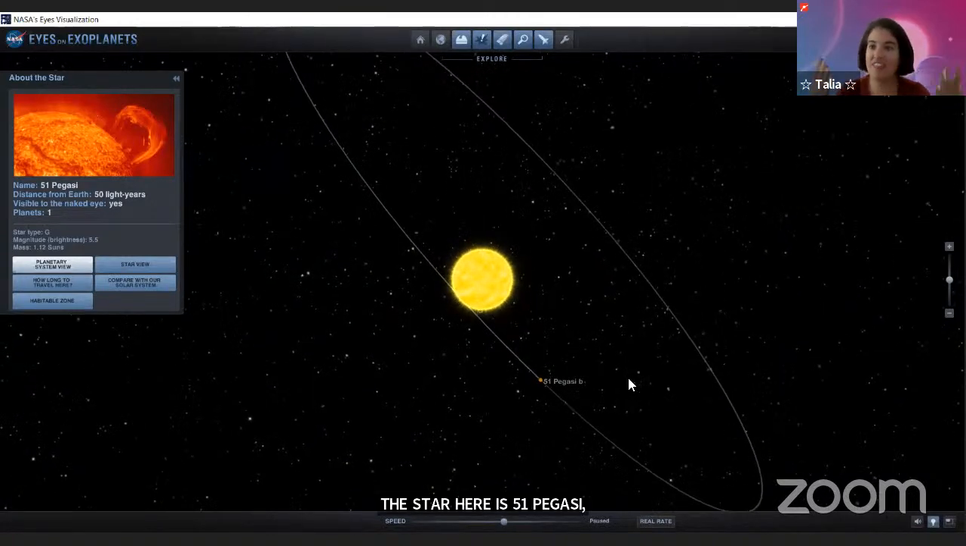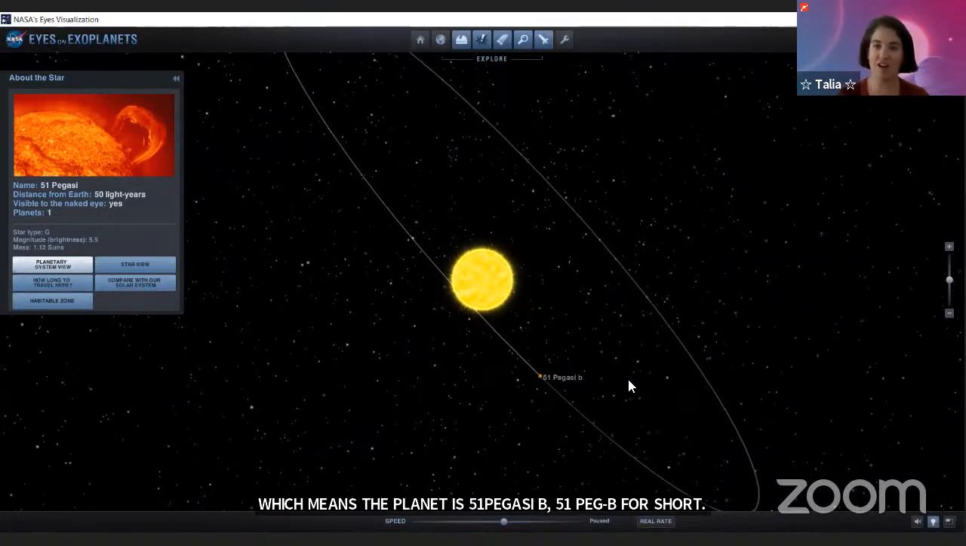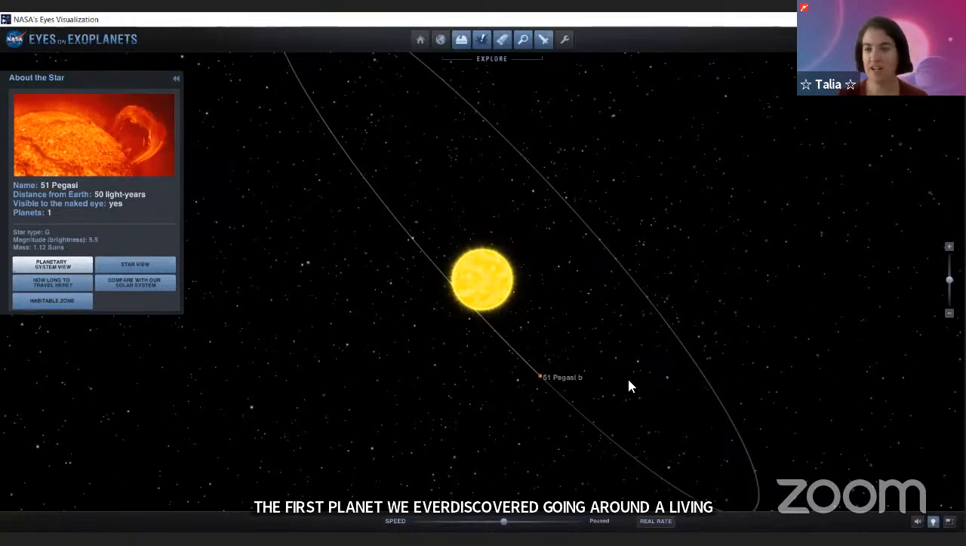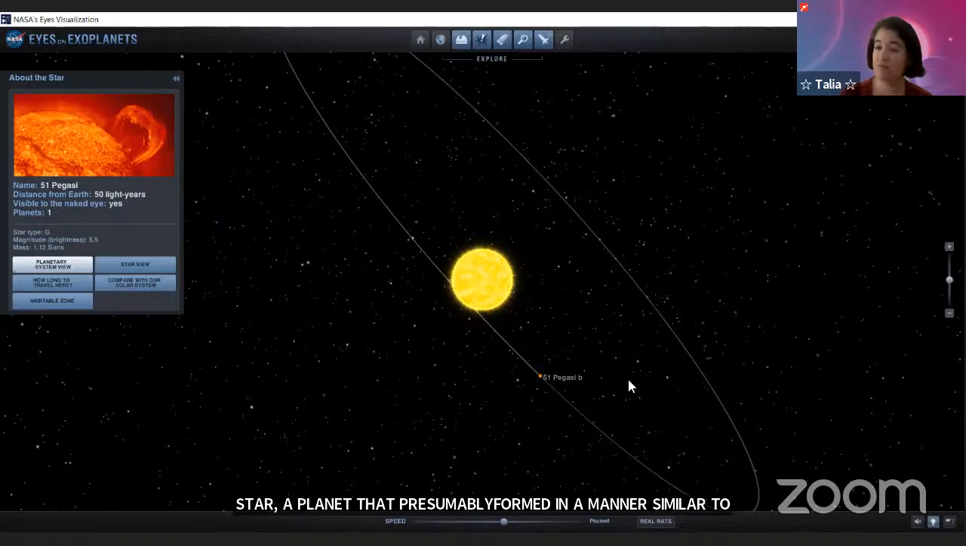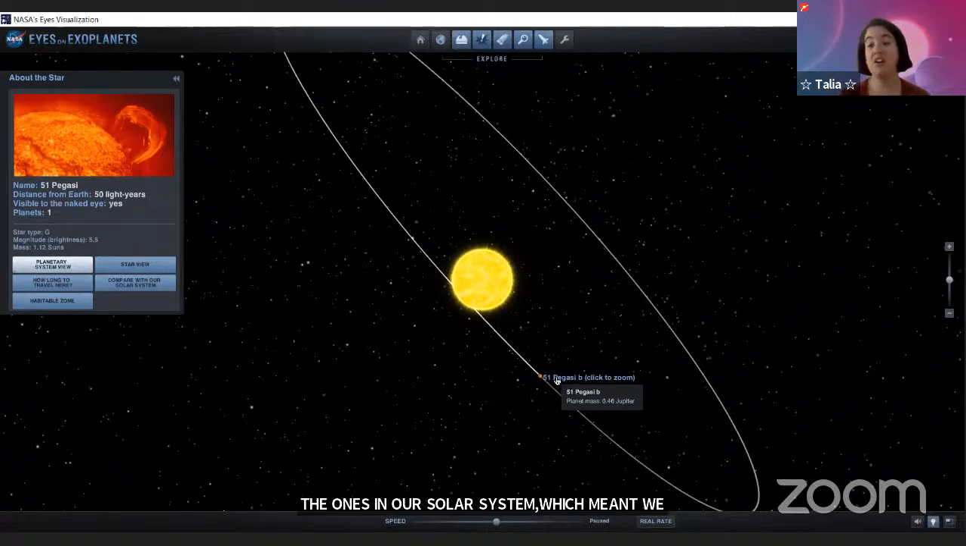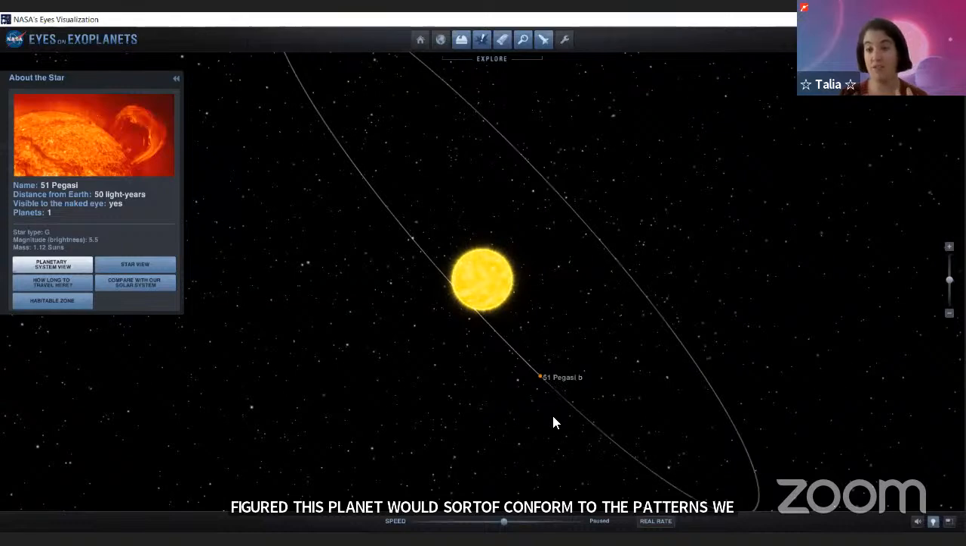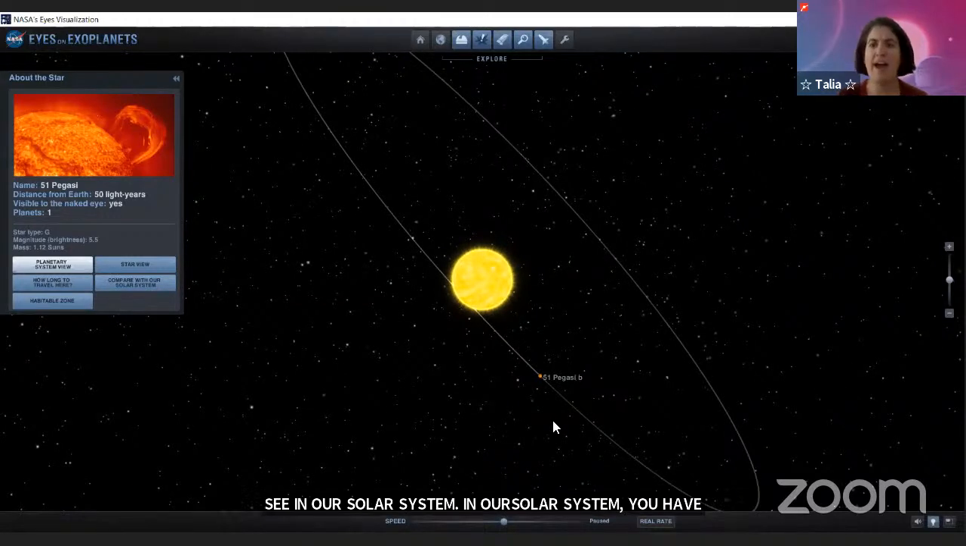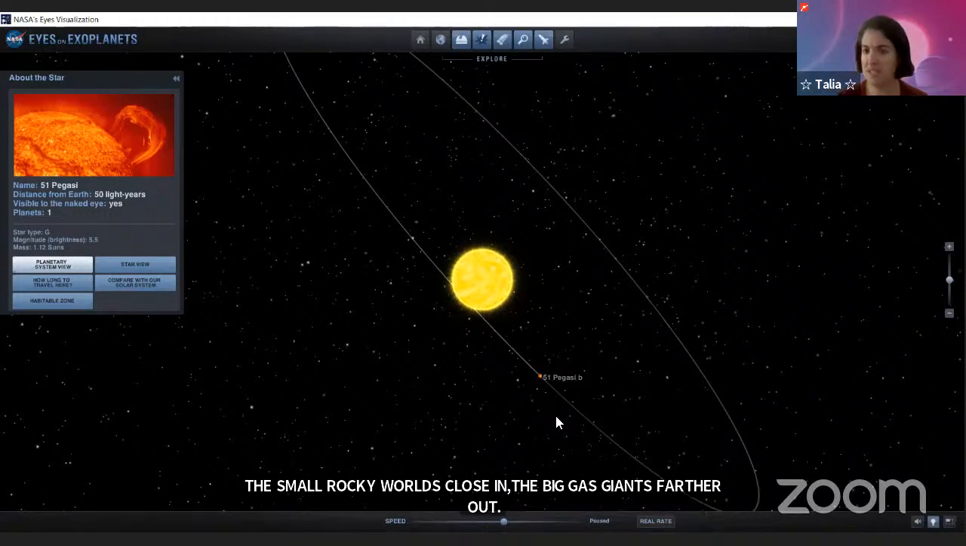And hurrah, this is it. The first planet we ever discovered going around a living star, a planet that presumably formed in a manner similar to the ones in our solar system, which meant we figured this planet would sort of conform to the patterns that we see in our solar system. You know, in our solar system, you have the small rocky worlds close in, you have the big gas giants farther out. And we assumed that would be a pattern that you would see repeated in other solar systems. This very first system around a living star shattered that.